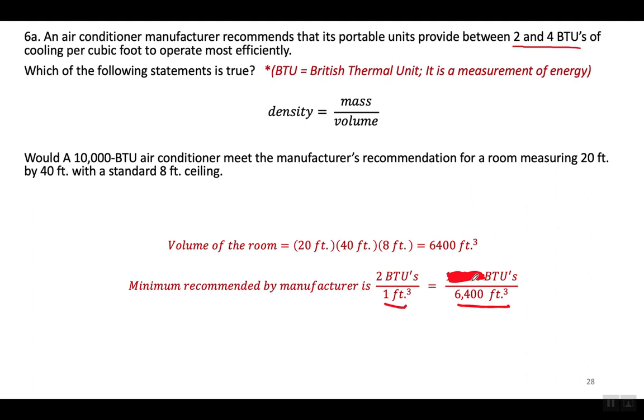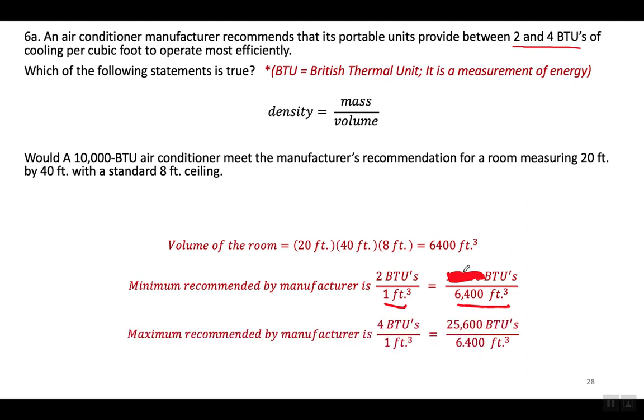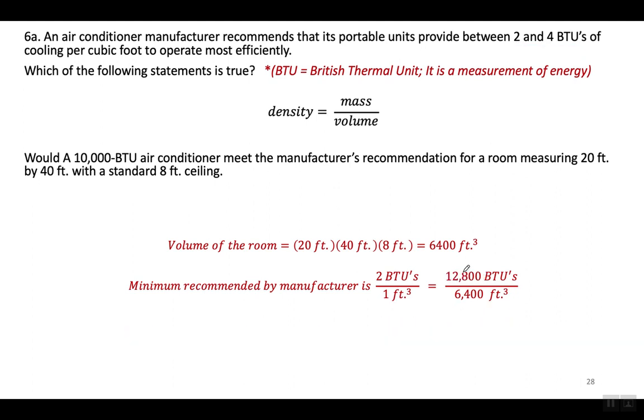So I set up a proportion: 2 BTUs over 1 cubic foot equals how many BTUs over 6,400 cubic feet? You could multiply the top times 6,400 to get what goes here. Another way is 2 times 6,400 divided by 1. Anyways, when you solve that proportion, you're going to find that you would need a minimum of 12,800 BTUs.